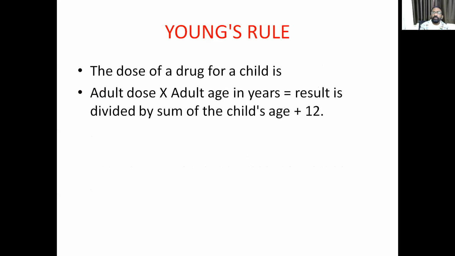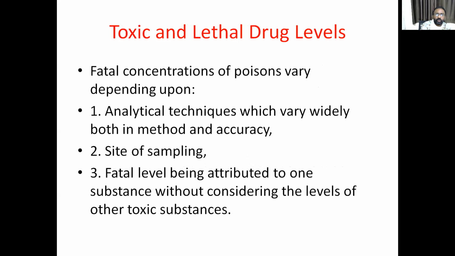What is Young's rule? This therapeutic dose, calculated in children, is by Young's rule. Adult dose multiplied by the child's age in years, divided by the sum of the child's age plus 12, gives the therapeutic dose or lethal dose for the child. This is called Young's rule.